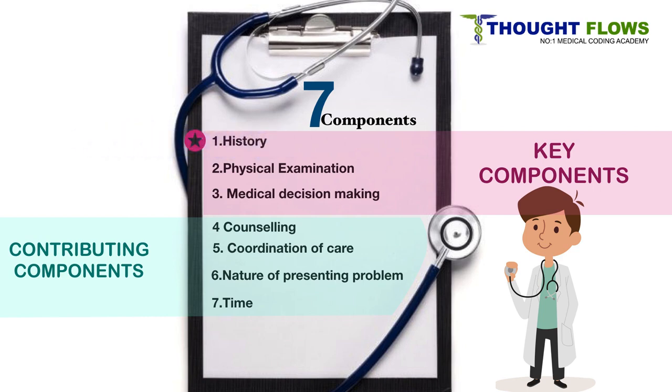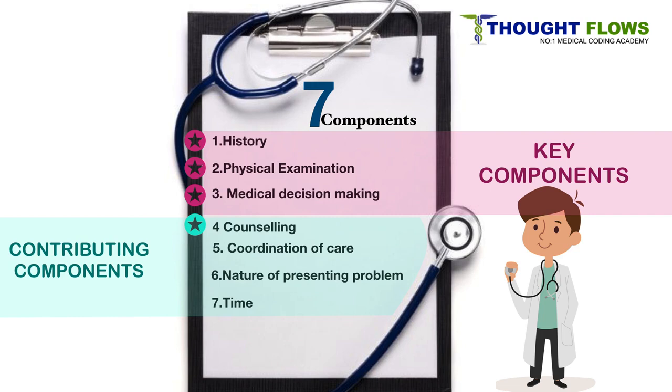First of all, history. History is obtaining the complete details of the patient's current problem. Once done, the doctor will do a physical examination, which is examining all body systems in order to find out the exact problem. And coming to management, which we call medical decision making, it is giving proper treatment to the patient's problem. These 3 we call key components.